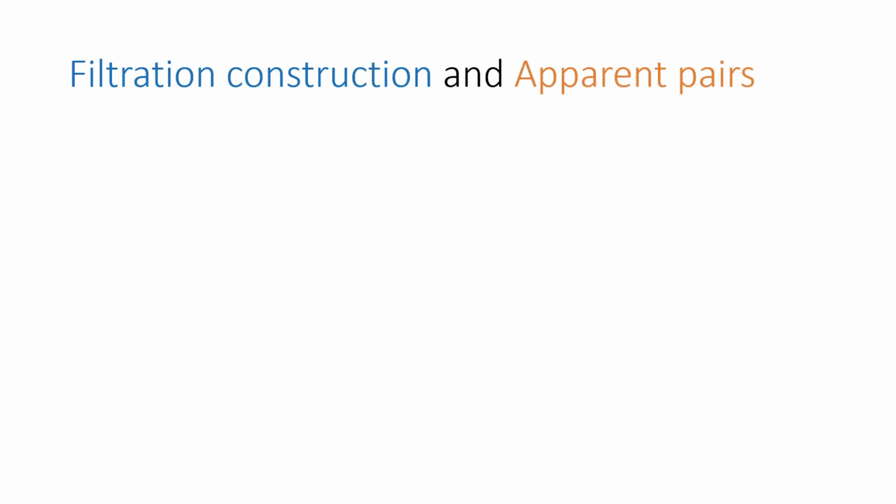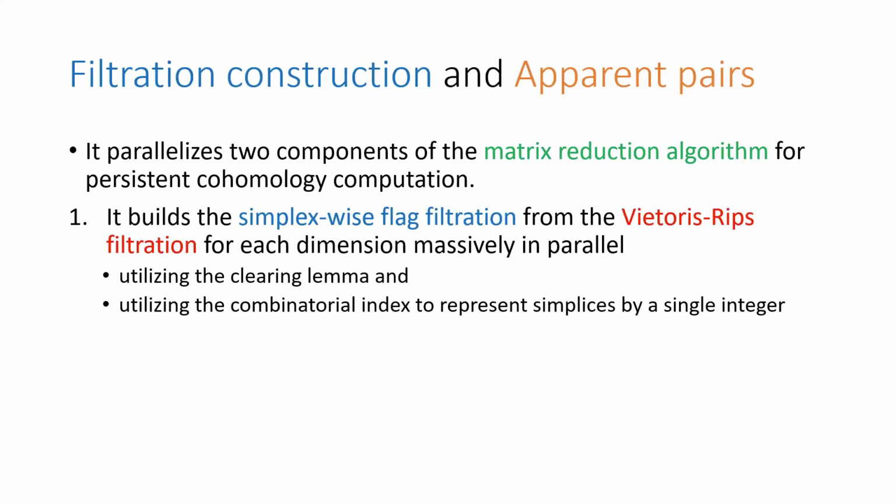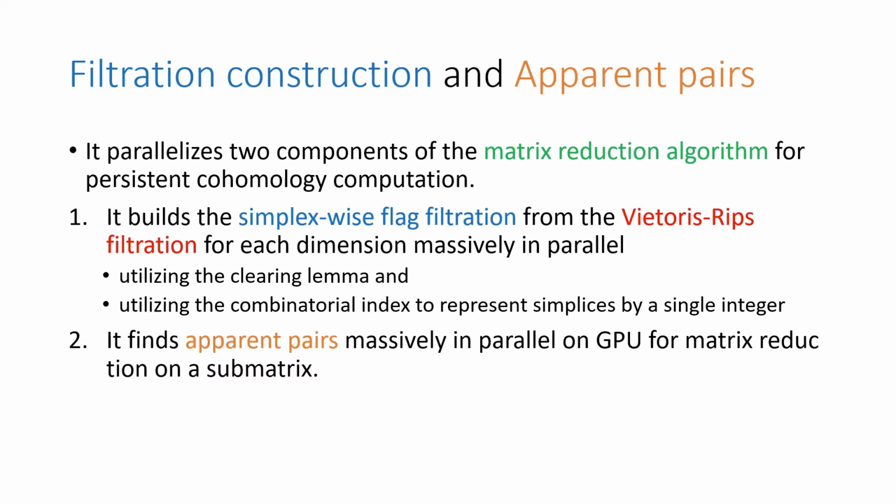More details about the first two components. The first component is the construction of the simplex-wise flag filtration from the Vietoris-Rips filtration massively in parallel. We utilize the clearing lemma to eliminate simplices whose coboundary will be zero during matrix reduction. We utilize the combinatorial index, which represents simplices by a single integer. A single integer for each simplex. This combinatorial index greatly reduces memory accesses and allows them to be coalesced on GPU. We find apparent pairs massively in parallel on GPU for matrix reduction on a small submatrix to be computed on CPU. I will go over the three terms, Vietoris-Rips filtration, simplex-wise flag filtration, and apparent pairs in subsequent slides.